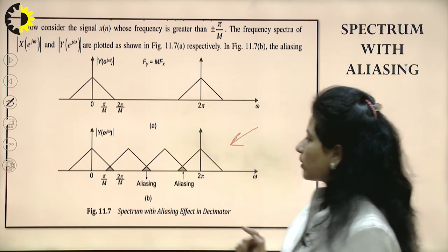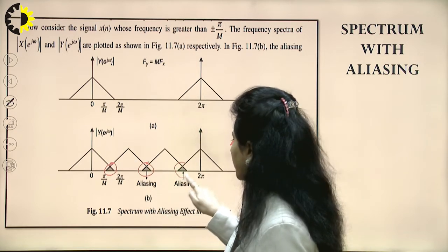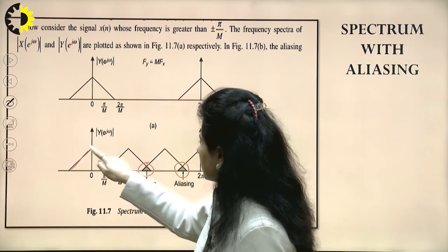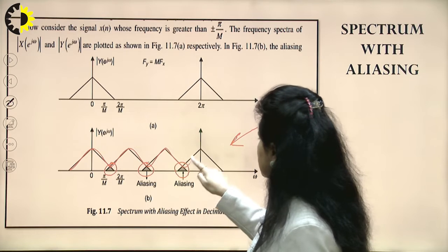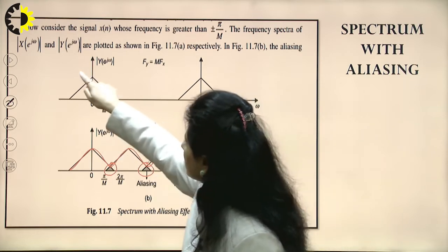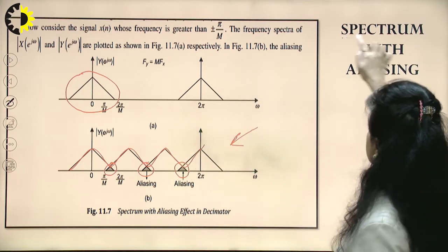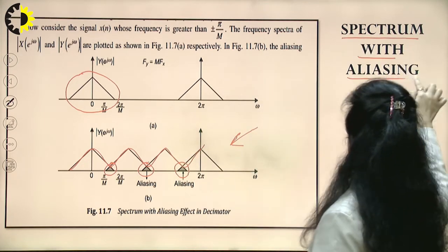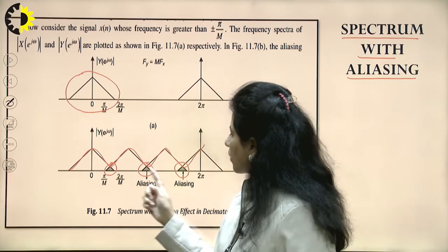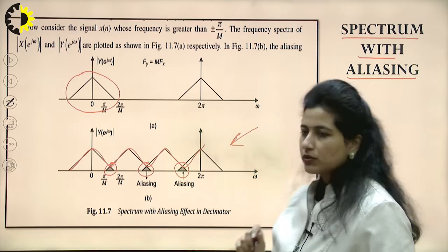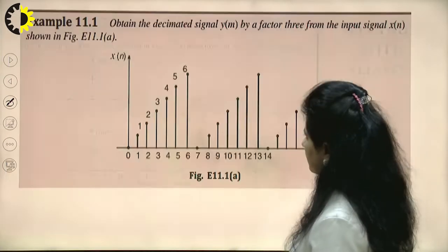But if we fail to satisfy this particular condition, I would see this kind of spectrum obtained. What do I see here? These are the areas of overlapping, and my spectrum would be like this, which is not at all similar to this given spectrum. This is what I call the spectrum with aliasing. So I have to make sure that whatever process I am doing, this kind of overlapping is avoided, to get an aliasing free output after the process called decimation.